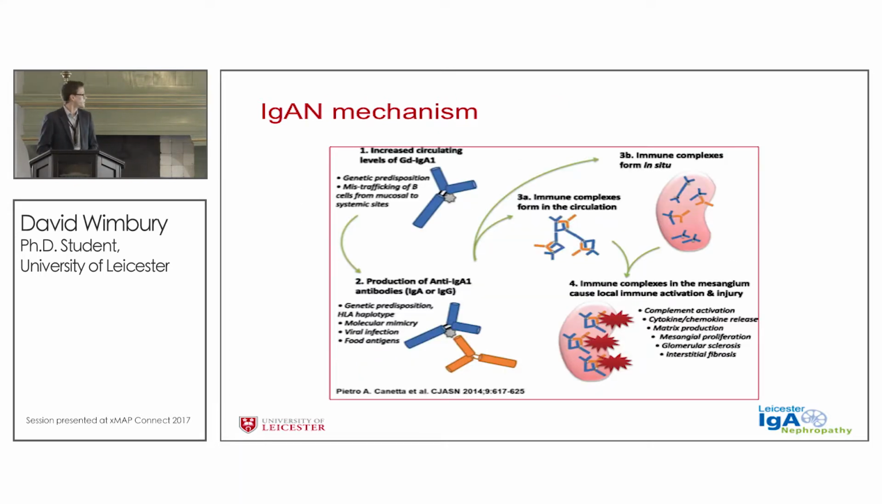So there's a proposed mechanism behind the complexities of this IgA nephropathy disease. Circulating galactose-deficient IgA1, combined with the production of anti-IgA1 antibodies, leads to the formation of immune complexes, which are then deposited in the kidney, causing local immune activation, cytokine and chemokine release, and general kidney damage, glomerulosclerosis, and interstitial fibrosis.